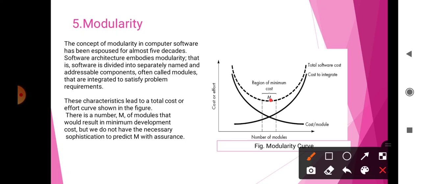Under-modularity and over-modularity should be avoided, but how do we know the vicinity of M and how modular should we make software? The size of a module will be determined by the functional and applications. So here, this curve is the total software cost, then the cost to integrate, then this is the region of minimum cost, and here the cost per module, then number of modules and cost of effort. But modularity enhances the design clarity, which in turn eases the implementation, debugging, testing, documenting and maintaining of the software product.